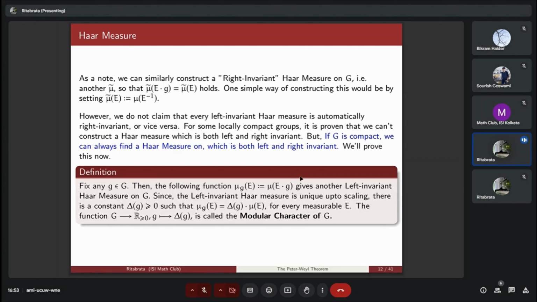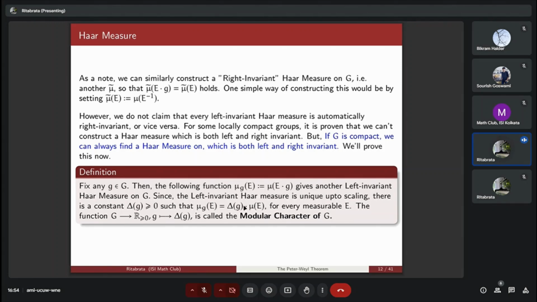Why is it left invariant? Because we are multiplying g from the right, and basically we take mu g of h E, and h doesn't get affected from the right, so it will still be left invariant. So from each group element g, we can construct another left invariant Haar measure on G. Since left invariant Haar measure is unique up to scaling from the previous theorem, there is a constant such that this new measure mu g is a scalar multiple of our original measure mu. Now this constant clearly depends on g, because for each group element we are constructing a new measure. So the constant will also depend on the group element.